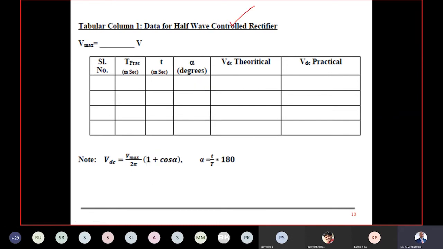That's called a controlled rectifier. Instead of an SCR, if you use a diode, it's called a half-wave rectifier. Because of the SCR, it's called a half-wave controlled rectifier. What we do, we are going to note the time period.